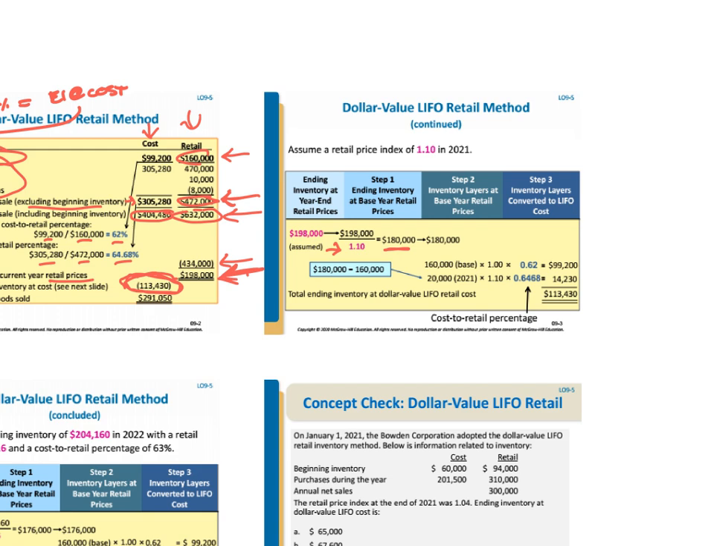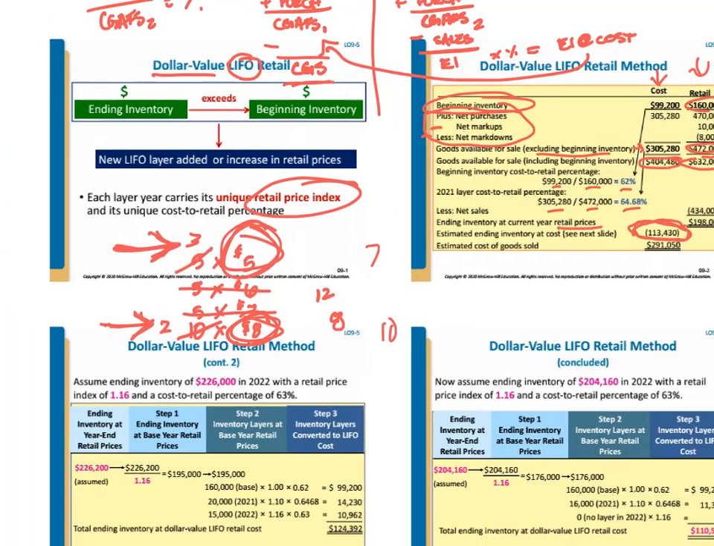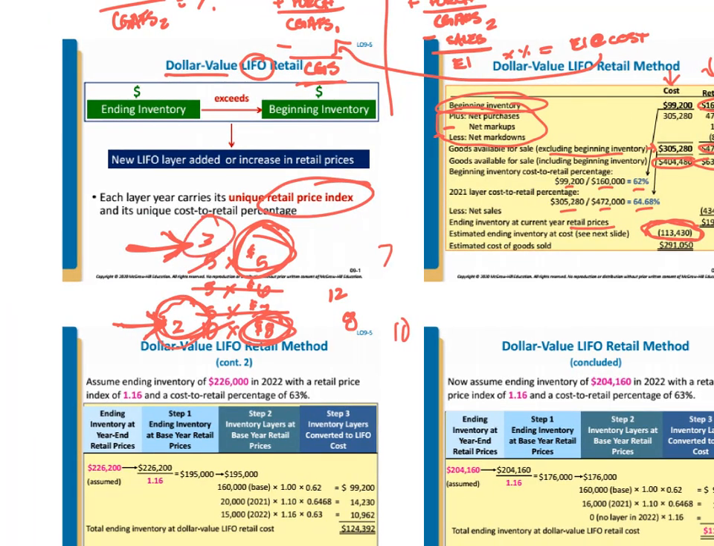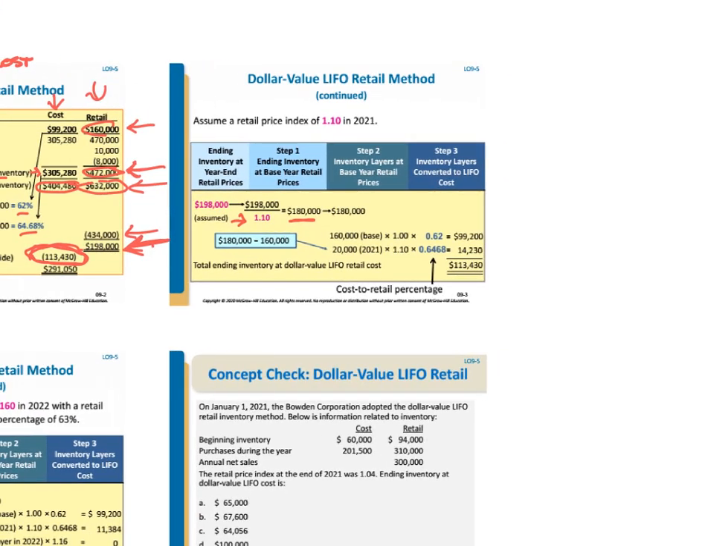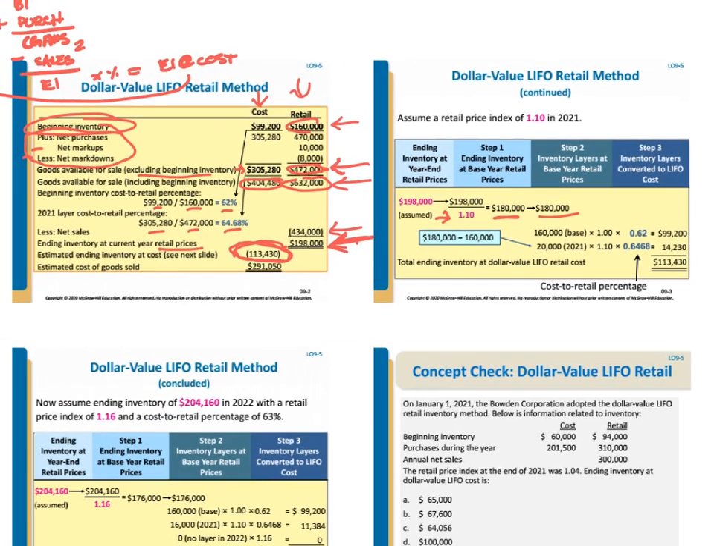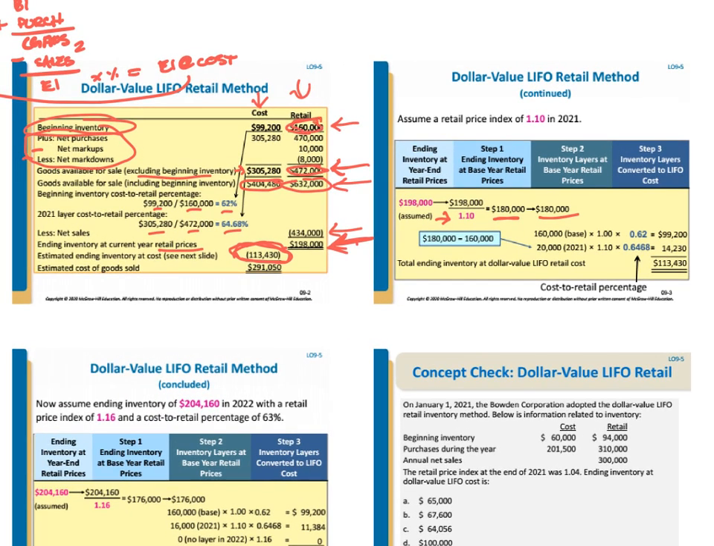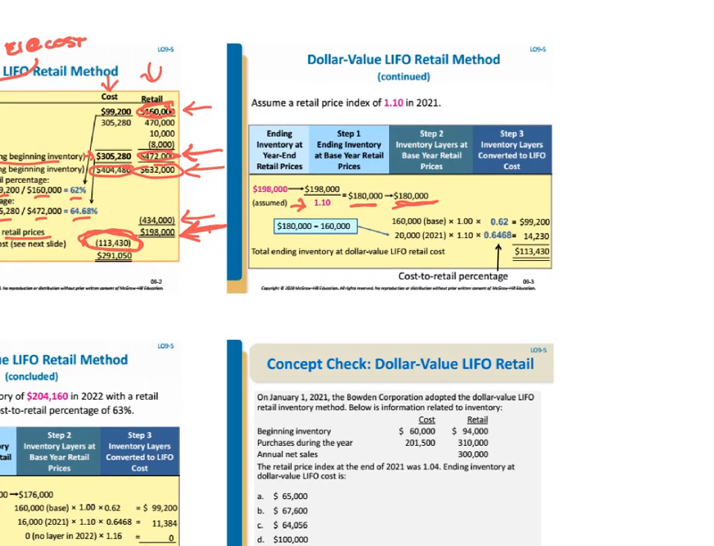So not retail prices at current year prices, but retail prices at base year prices, so that we can compare beginning inventory in Apple to the purchases in Apple to determine if there's a true layer that's added due to quantity change. That's what we're trying to get at with dollar value LIFO. So we have 180,000 as ending inventory at retail prices at base year prices. We then say, okay, beginning inventory was 160, and that has its own cost to retail relationship. Then we had an ending inventory at retail prices of 180, so the difference is a $20,000 layer.